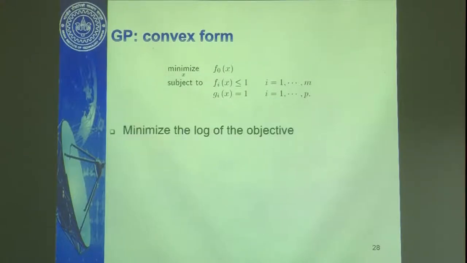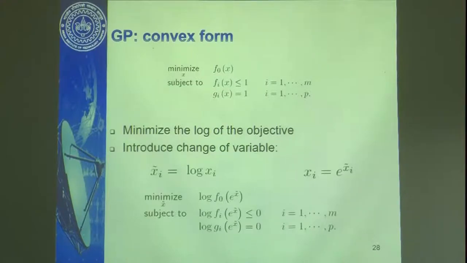So the convex form is as follows. How to convert them into convex form? First of all, you are minimizing f0 of x. It is the same as minimizing log of f0 of x. Why? Because log is a monotonic function. If you minimize a function, you can minimize instead its log. There is no problem minimizing log. Also, we introduce a change of variables, which is that xi tilde equals log of xi.